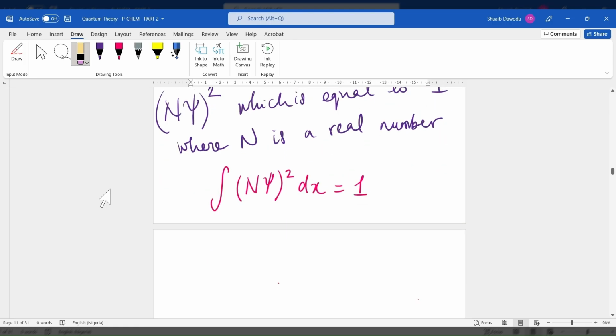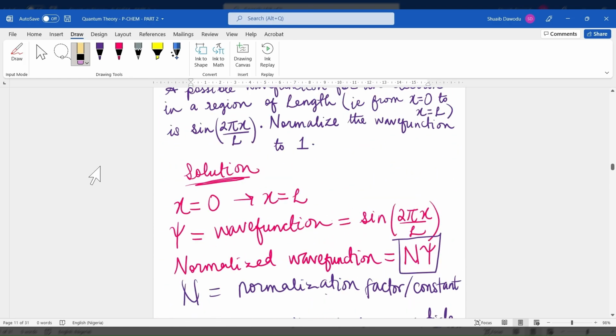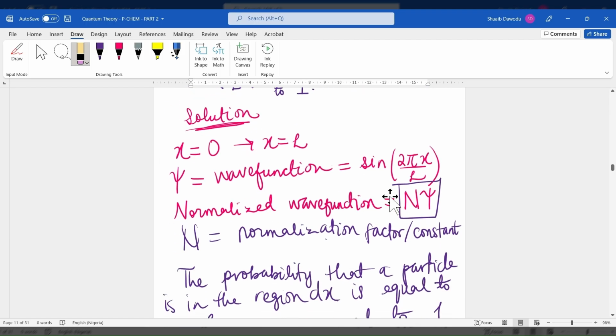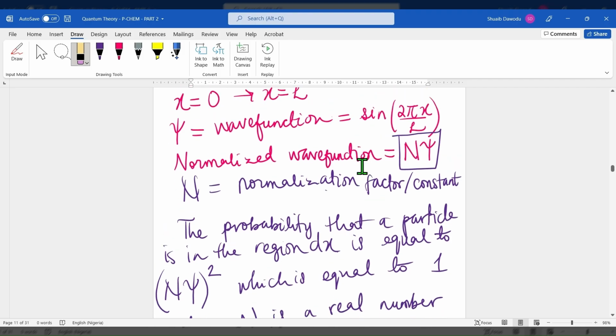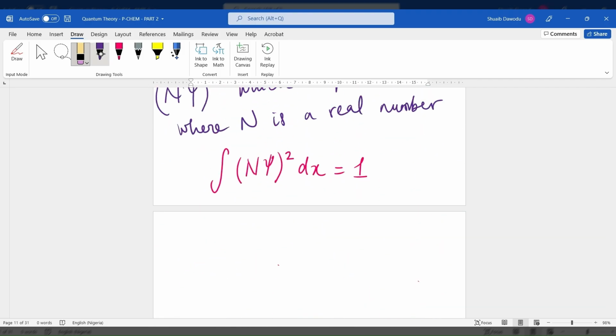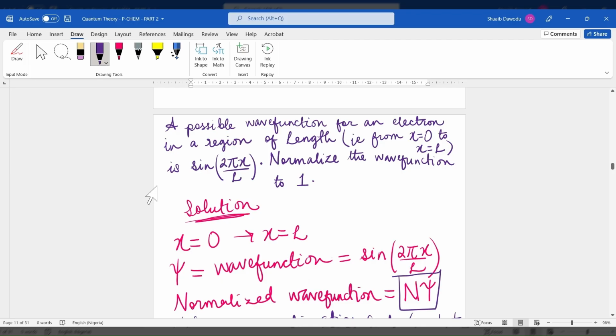When we do this, we can actually solve for the value of N. Remember, N is what we're solving for, and the wave function is sine 2 pi x divided by L. So we're going to integrate N times sine 2 pi x divided by L, all squared, dx, equal to 1. But when you go back to our question, like I always say in a lot of my videos, you have to remember from what range to what range.